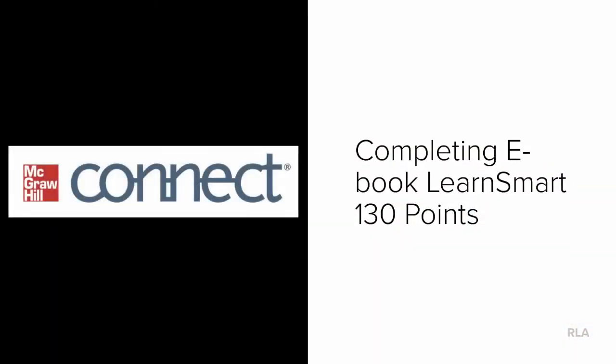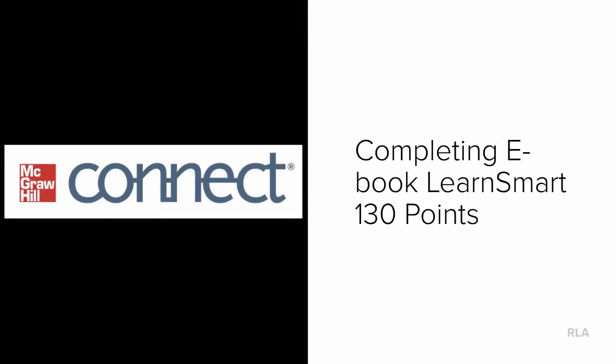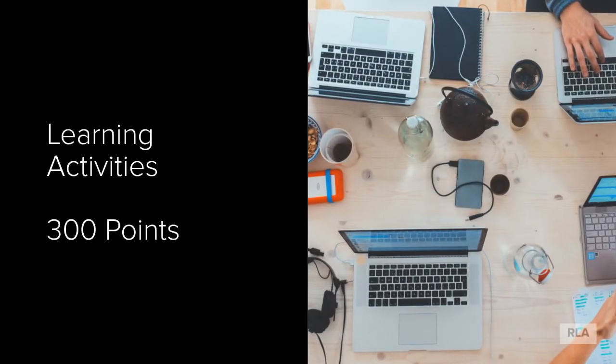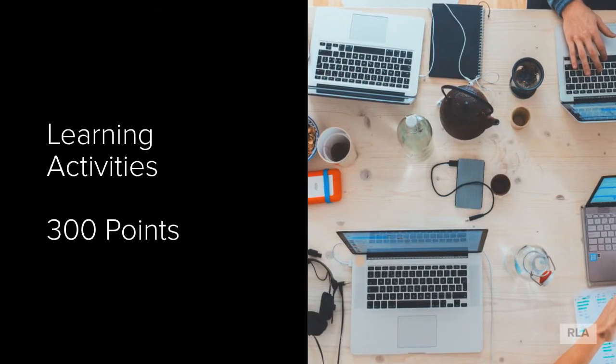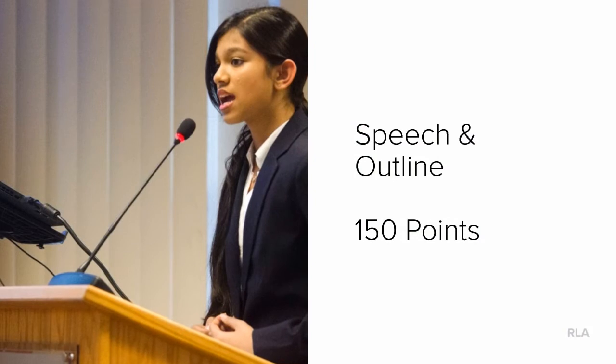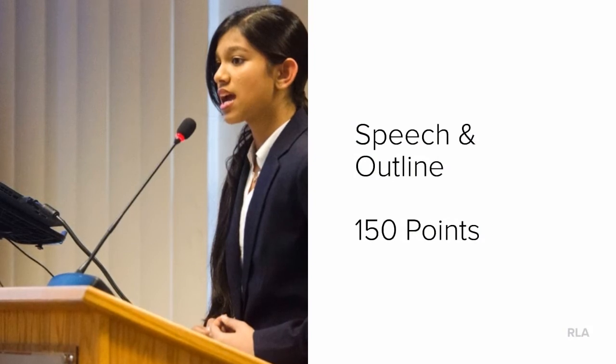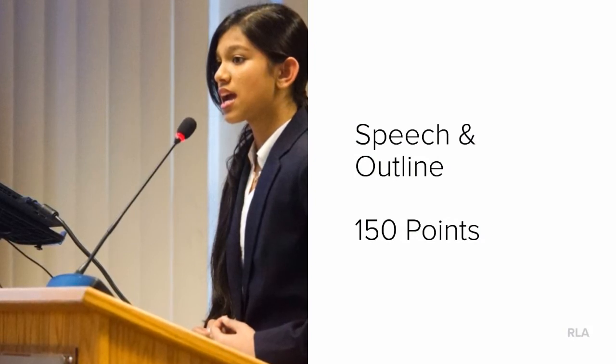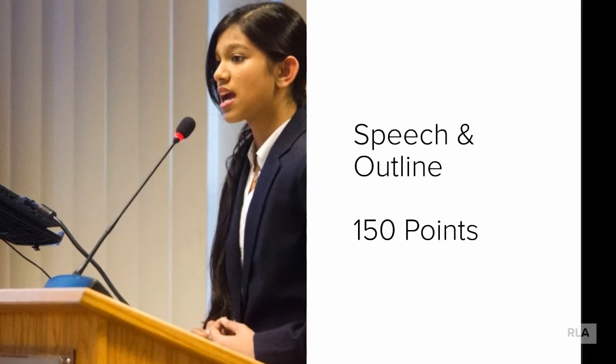The Connect Learn Smart assignments, basically the ebook assignments from McGraw-Hill, are worth 130 points of your final grade. The course learning activities are worth 300 points of your final grade. The speech outline, and 2 assignments associated with this project are worth 150 points of your final grade.